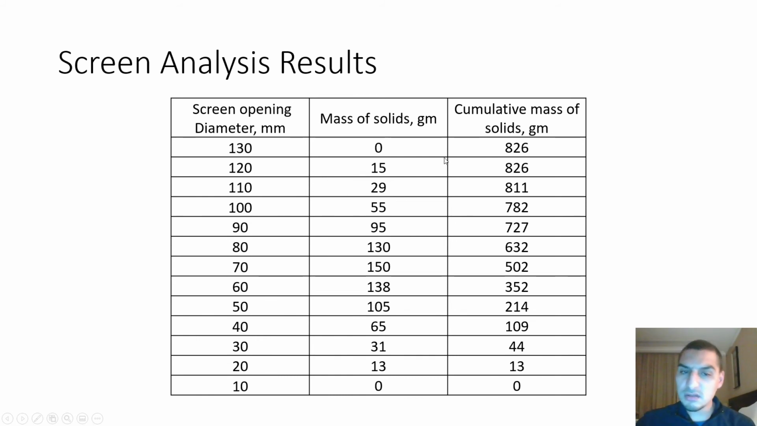Sometimes we like to calculate the cumulative mass of solids. So this tells us the mass of particles larger than a specific diameter. So here this is 13 grams, which is larger than 10. Then 44, which is larger than 20, so it's just the addition of these two, and then the addition of this and this gives us 109, which is larger than 40, and so on.